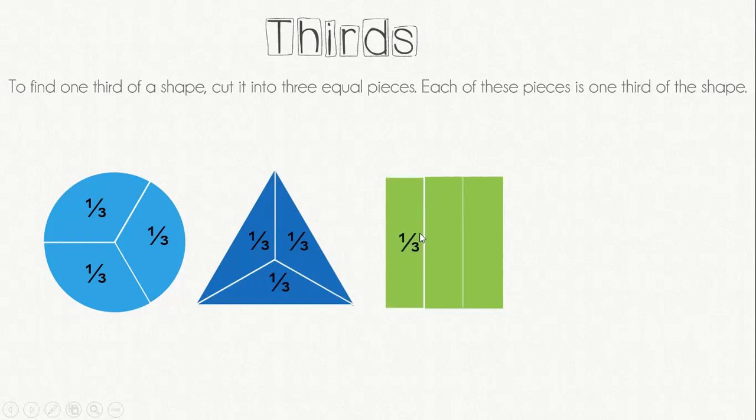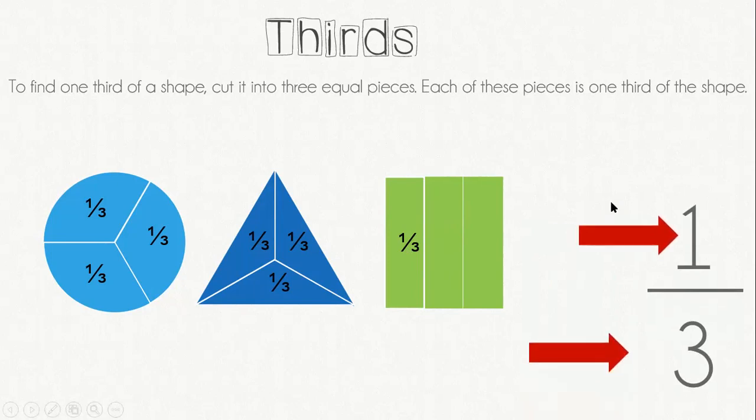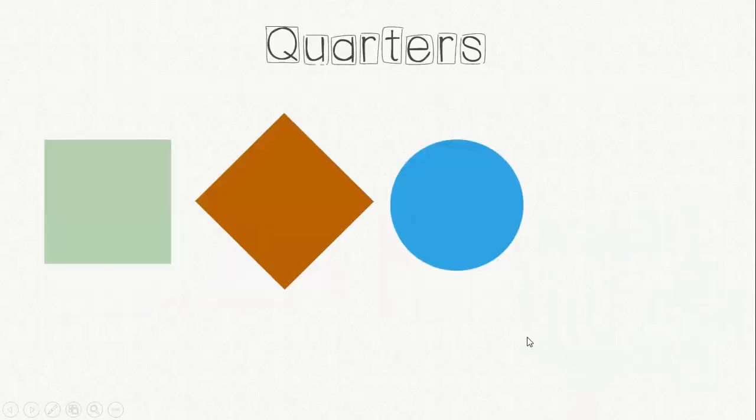And now let's look here. We've cut it into three equal pieces, but we are only looking at one equal part, which means the 1 is our numerator. It goes at the top, and the denominator must be 3 because we're cutting it into three equal parts. So the square has been cut into thirds.